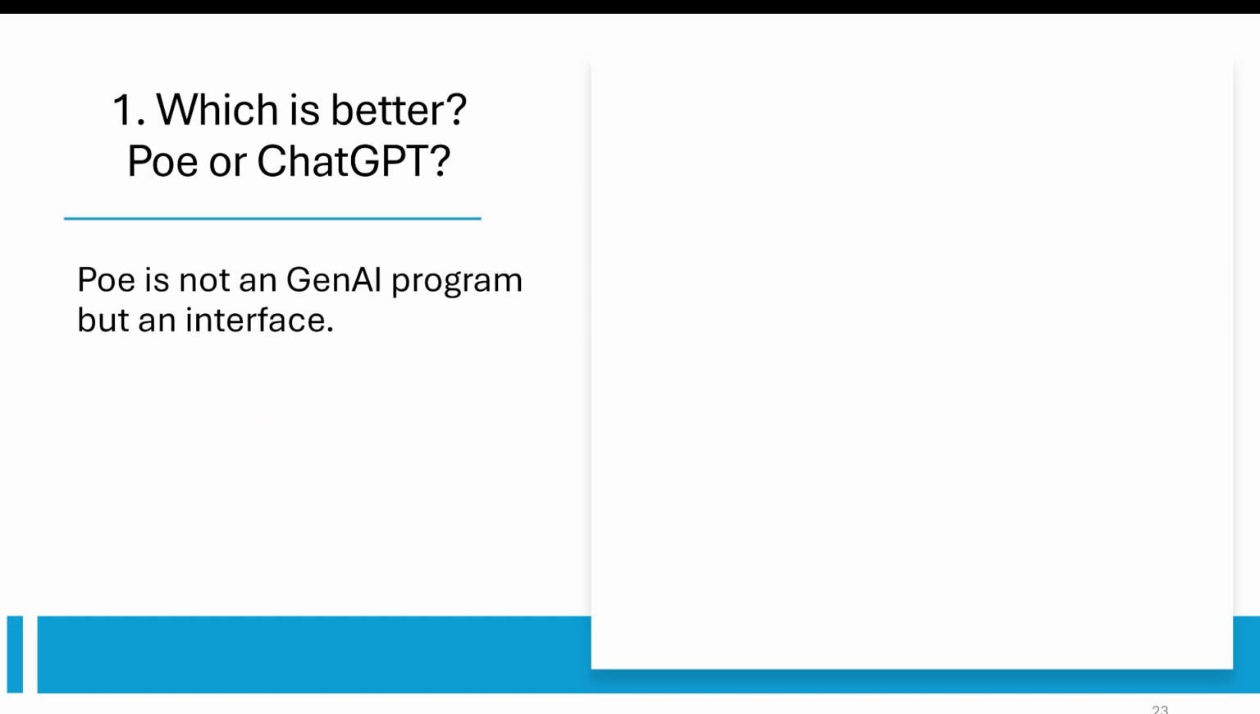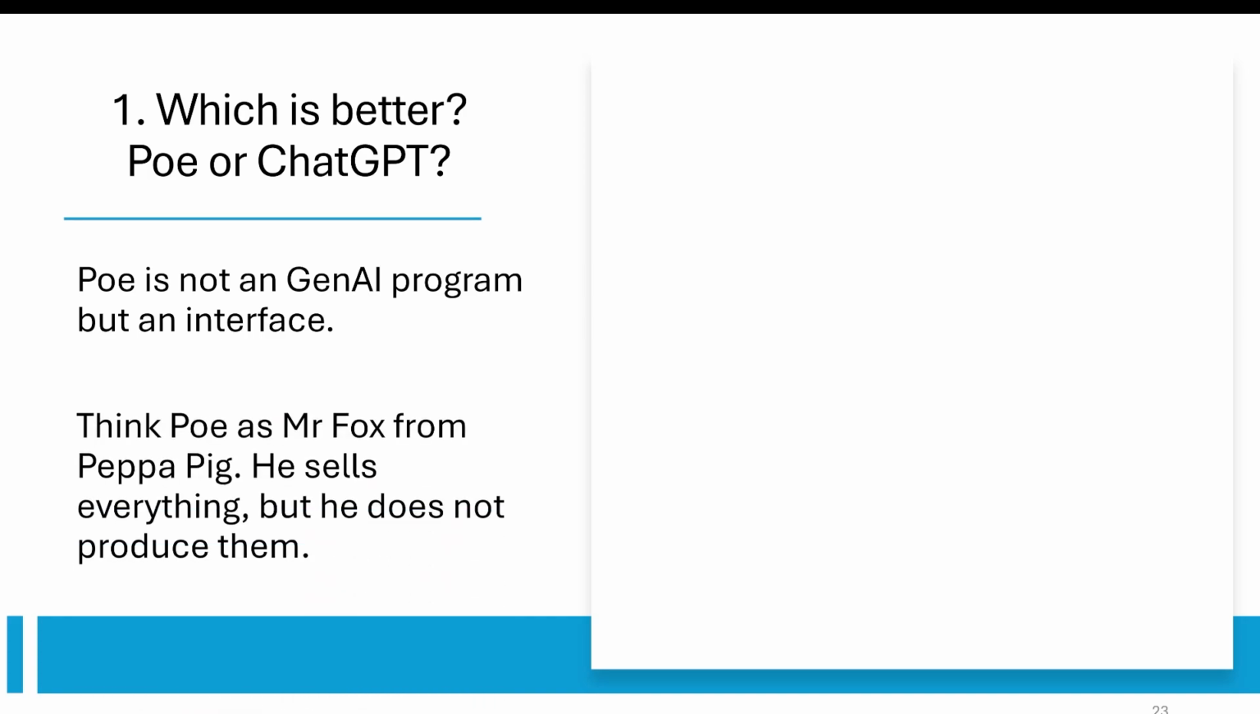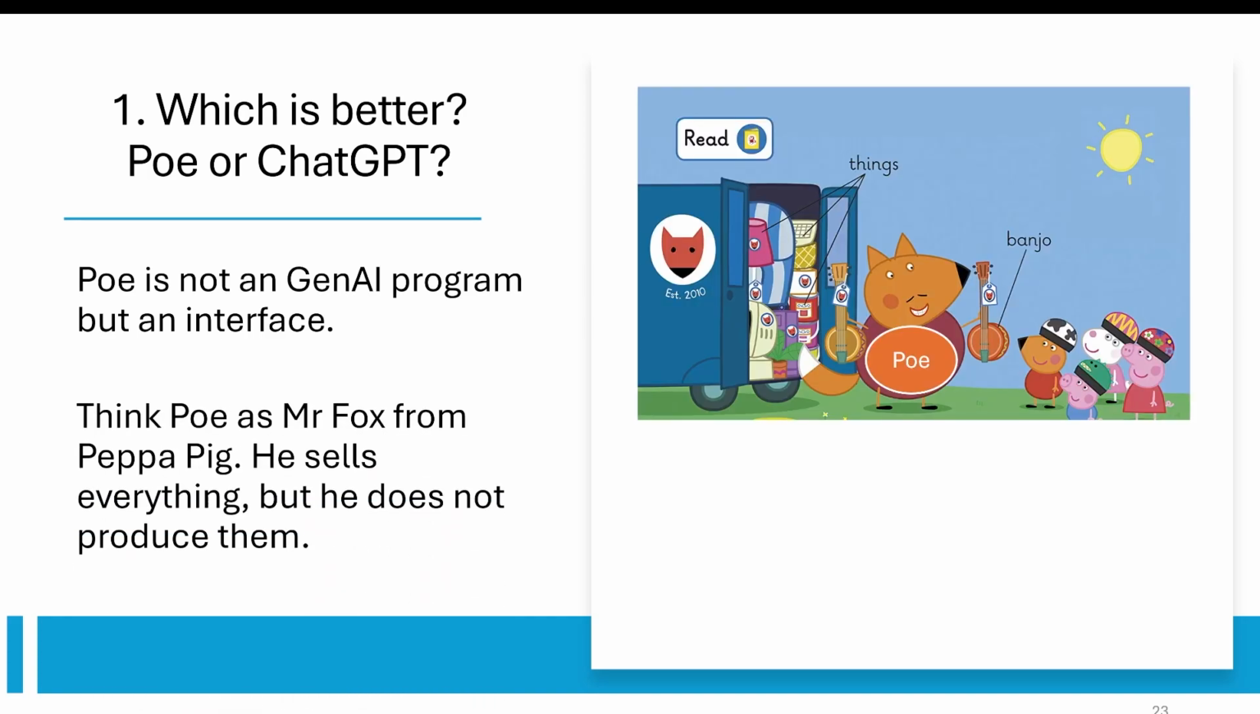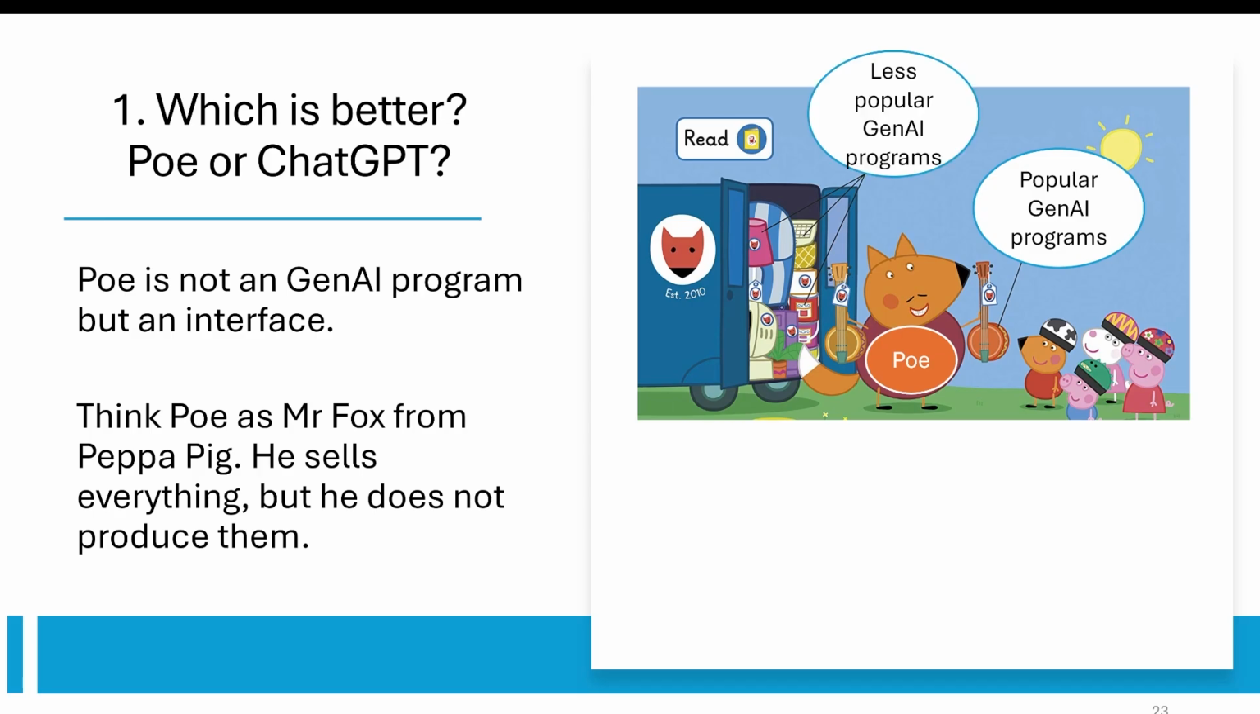So think of POE as Mr. Fox from Peppa Pig. He sells everything, but he doesn't produce them. This is Mr. Fox, and this is what he's holding right here: popular GenAI models. In the truck, less popular GenAI models, and this is me and other users who survive on free credits. So we cannot actually talk about comparing that.